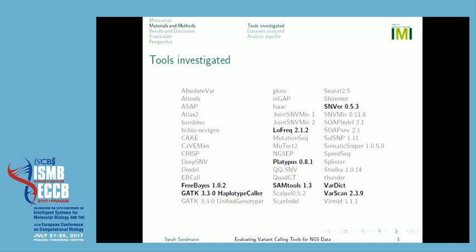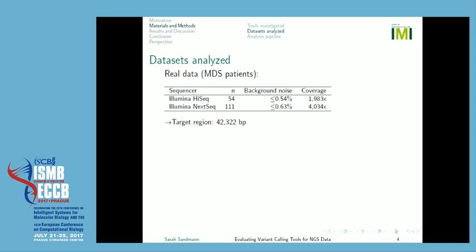Now, what is the data we analyzed? We are fortunate to have real data, and it is really well characterized. They all result from MDS patients, which is myelodysplastic syndrome, and we had a HiSeq and an NextSeq data set. Obviously they differed in the sequencing technique, but also in some of the other characteristics. You can see there are different sample sizes, different background noise, different coverage. But what they really had in common, and was very good for our analysis, was a common target region of more than 42,000 base pairs. So we can perform variant calling and directly compare our results for these samples.